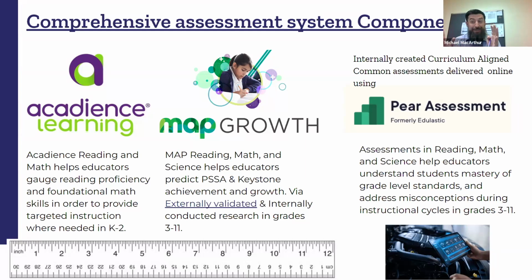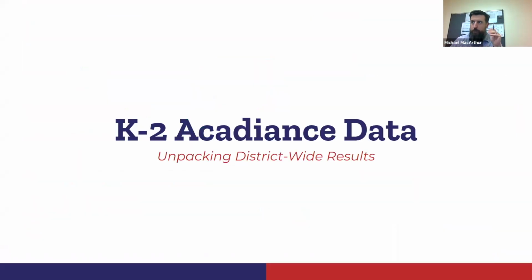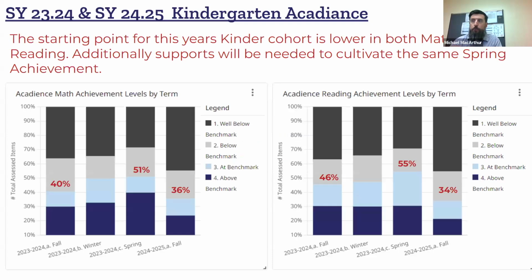All right, but in terms of data, today we're going to talk mostly about the data from the Acadience and the MAP platform. All right, let's start with K-2 and let's unpack the data. What we're going to do is look at last year's data, which was the first year that we used Acadience comprehensively, and then put the fall data in context of how we did last year. So this is our first slide.